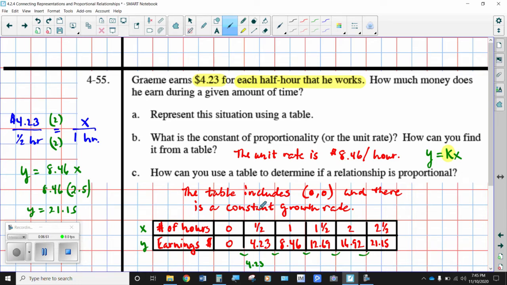Okay? We could also look at this and say your unit rate, if you multiply your unit rate, that's your constant multiplier. 1 times your unit rate is this, 2 times your unit rate is that, 1/2 times your unit rate is this, and so on and so forth. So that constant growth rate or that multiplier in conjunction with 0, 0 being a part of this makes everything proportional here.